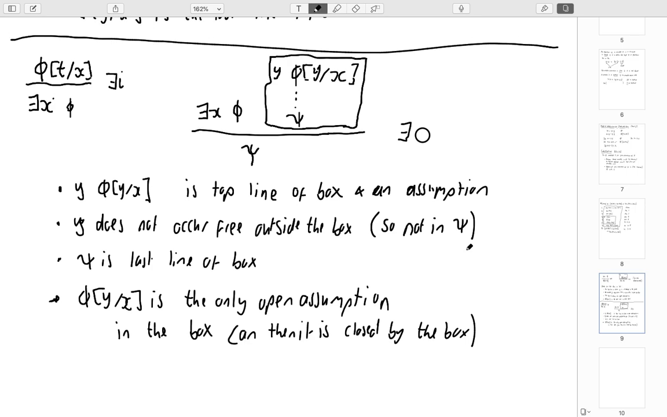So once again, while we're doing the bit of proof that has the dots in here, of course we can introduce new assumptions, but by the time we get to psi, all those assumptions have to be closed. And at that point, there's one open assumption left, and we close that with the box. We seem to have got a circle here. Let's correct that. So this is exists elimination. Right, so a little bit of a complicated rule. So let's see an example proof that uses this rule.